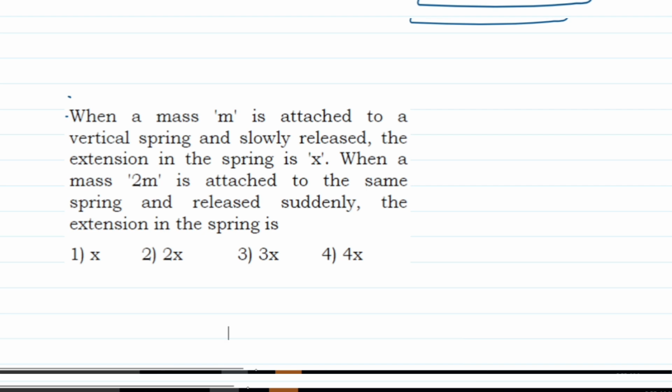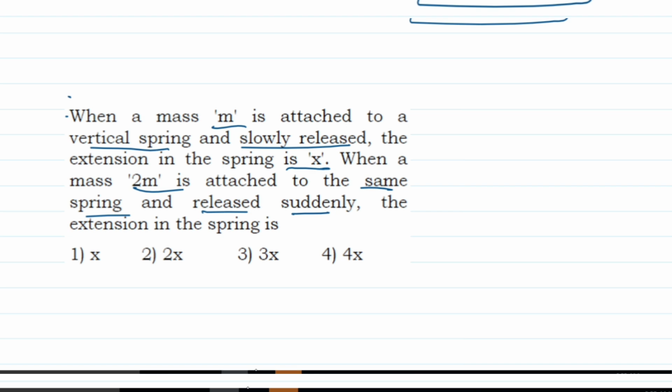When a mass of m is attached to a vertical spring and slowly released, the extension of the spring is given as x. And when a mass of 2m is attached to the same spring and released suddenly, the extension of the spring is asked.